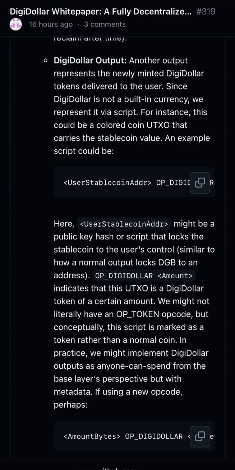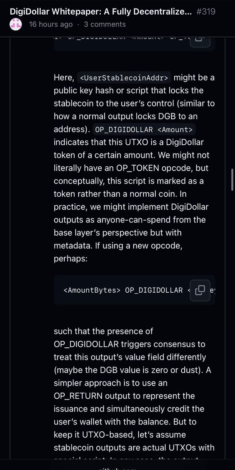Since DigiDollar is not a built-in currency, we represent it via script. For instance, this could be a colored coin UTXO that carries the stablecoin value. An example script could be: user stablecoin ADDR, OP_DigiDollar, amount, OP_token. Here, user stablecoin ADDR might be a public key hash or script that locks the stablecoin to the user's control, similar to how a normal output locks DGB to an address.